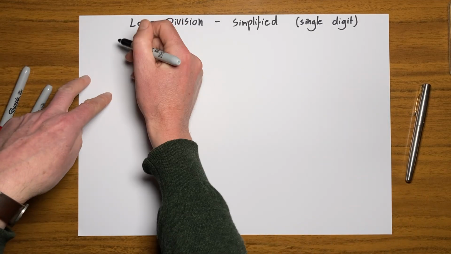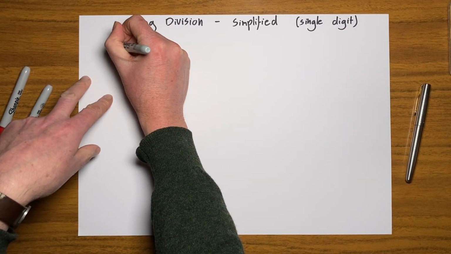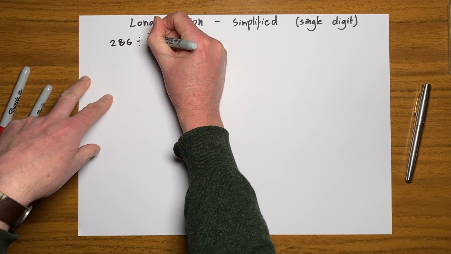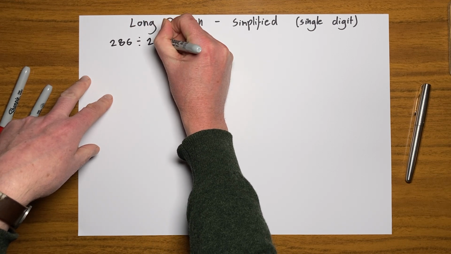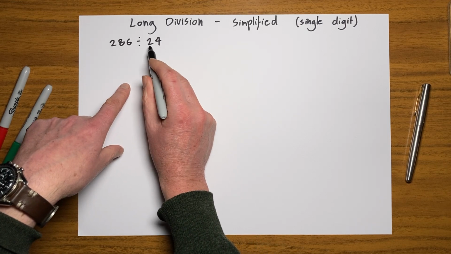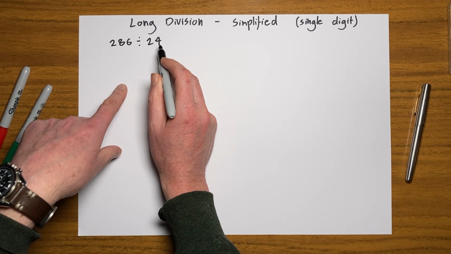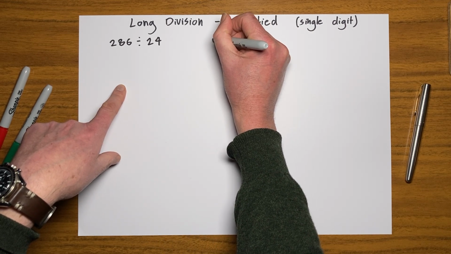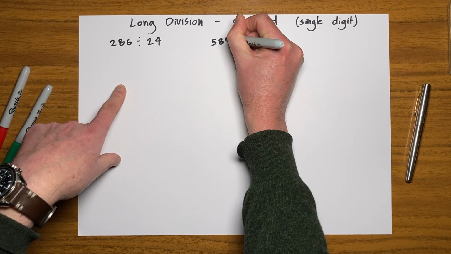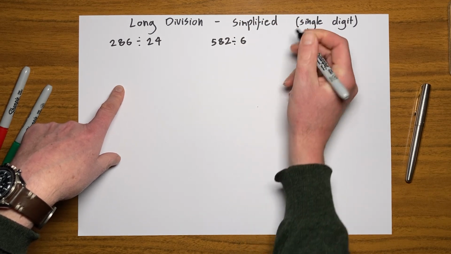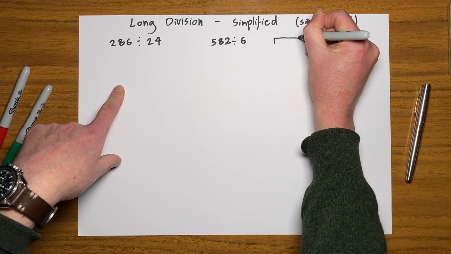Now long division is when we have a number, for example 286, and we try and divide it by, for example, 24. It's called long division because I'm dividing by two digits rather than just a single digit. If I was going to do something like 582 divided by 6, that's only got one digit, and I would use the bus stop method, which we've done before.